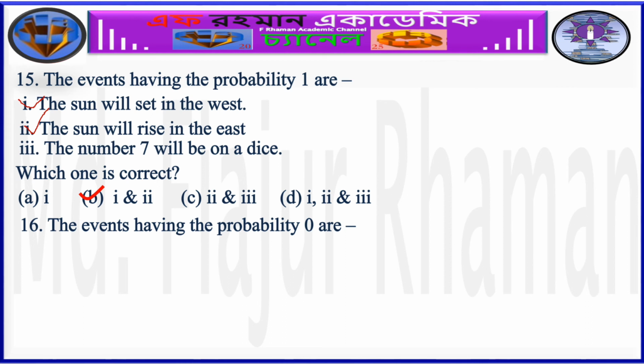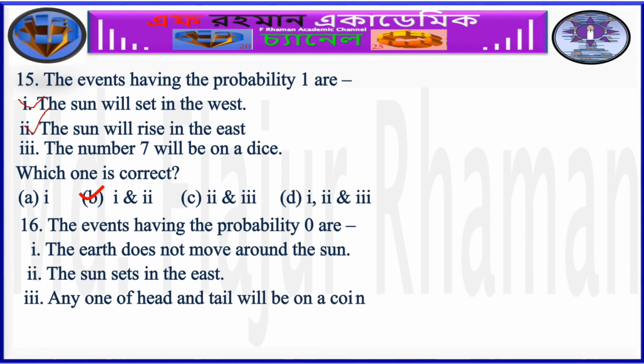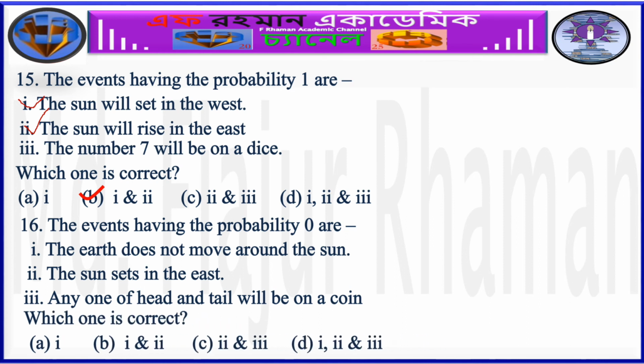MCQ 16. The events having the probability 0 are 1. The earth does not move around the sun. 2. The sun sets in the east. 3. Any one of head and tail will be on a coin. Which one is correct? A. 1. B. 1 and 2. C. 2 and 3. D. 1, 2 and 3.